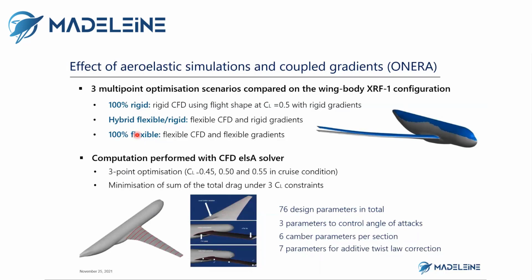For each multi-point optimization, 3 points are considered, 3 different lift coefficients in cruise condition, and the goal was to minimize the sum of the drag with constraints on the corresponding lift. In terms of parameterization, Onera used in total 67 design parameters. So 3 parameters to control the angle of attack, 1 for each flight condition. 11 sections, and for each section, 6 camber parameters used. So 66 parameters, plus 7 parameters to have a fine-tuning of the control of the twist.